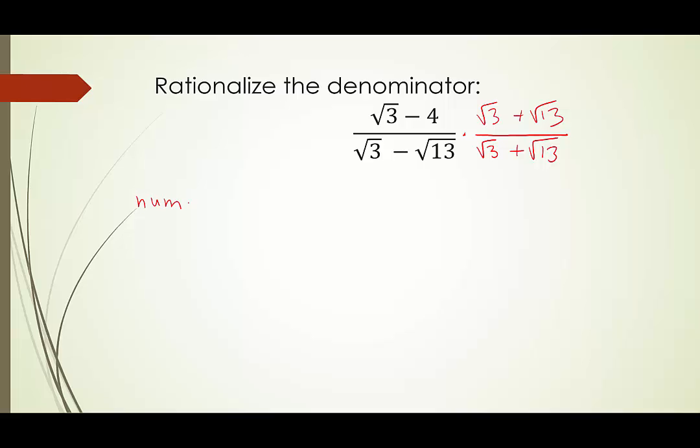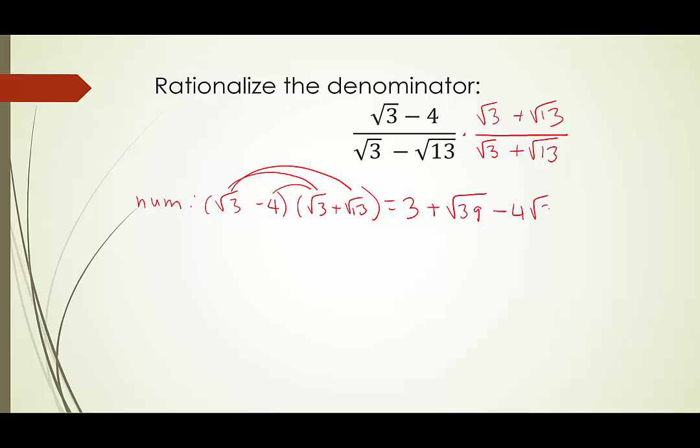So the numerator, we have the square root of 3 minus 4 times the square root of 3 plus the square root of 13. So here we need to do the double distribution. We have root 3 times root 3, which is 3. Root 3 times root 13, which is square root of 39. Minus 4 times root 3 will be minus 4 radical 3.